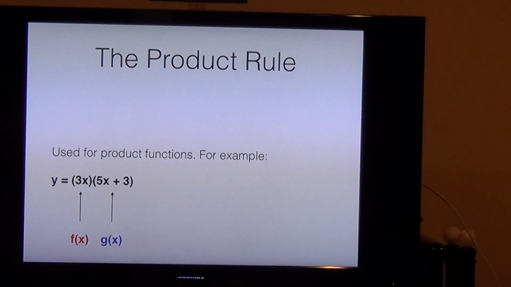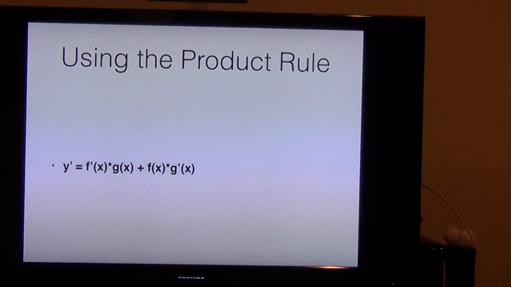The product rule is how you find the derivatives of product functions, such as the function shown on screen. We can separate this function into two components, 3x and 5x plus 3. For this example, 3x will be equivalent to f of x, and 5x plus 3 will be equal to g of x. So to utilize the product rule, you have to follow this method.